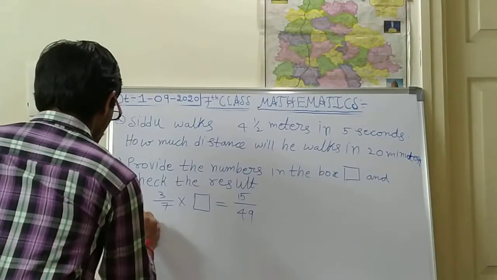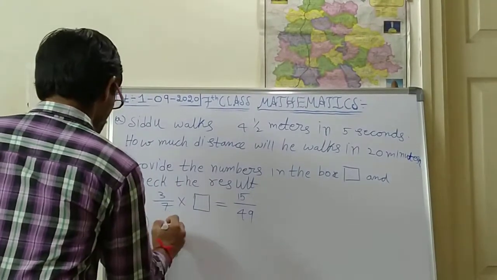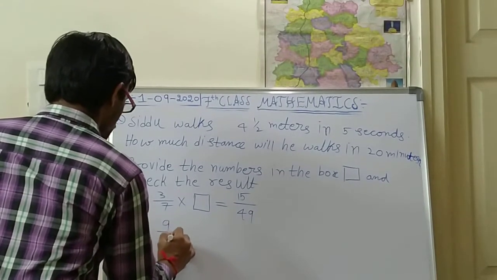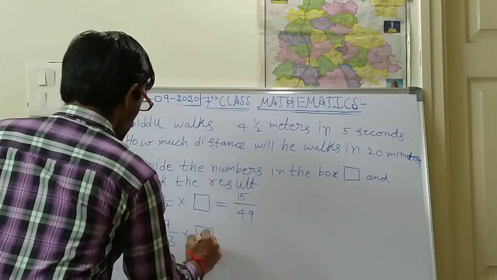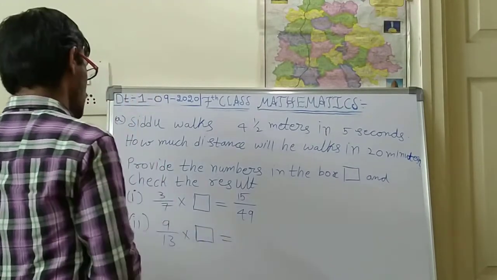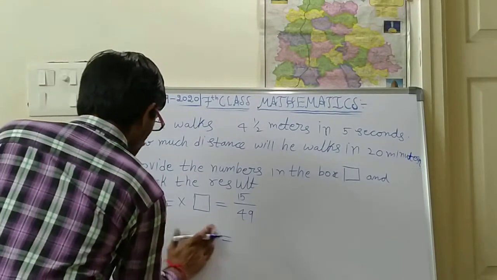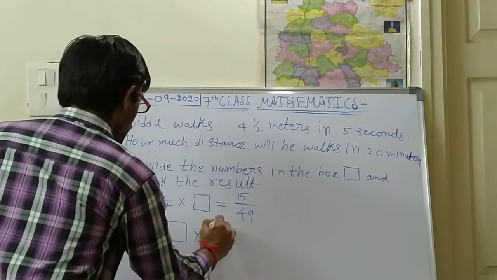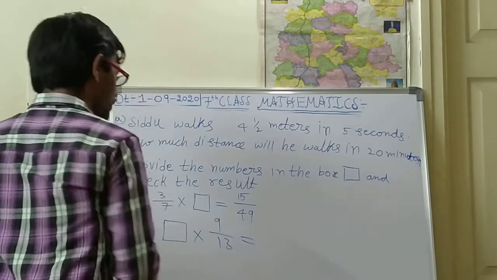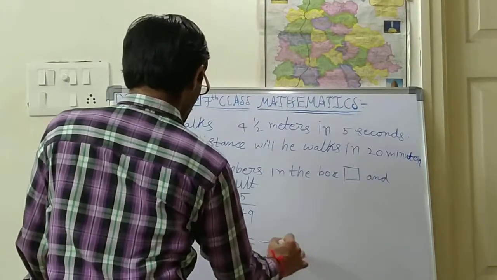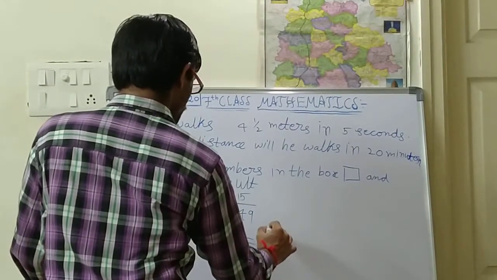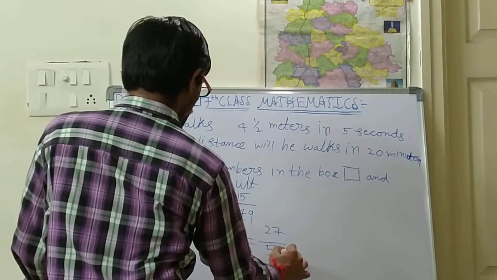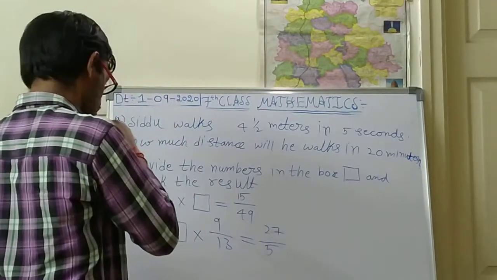Next, second one: 9 by 13 into box is equal to, box into 9 by 13 is equal to 27, 50, 40.